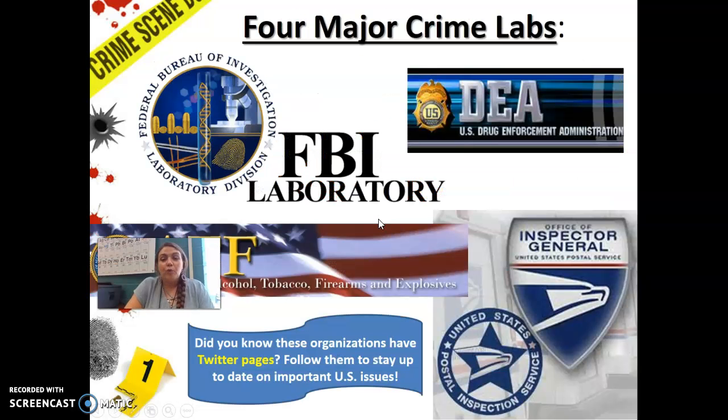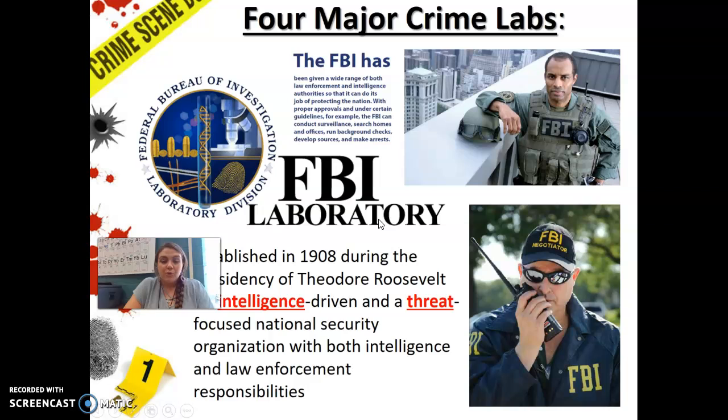Now, you could work in these 4 major crime labs. These are like the biggest crime labs you can work in the country. The first one is the FBI.